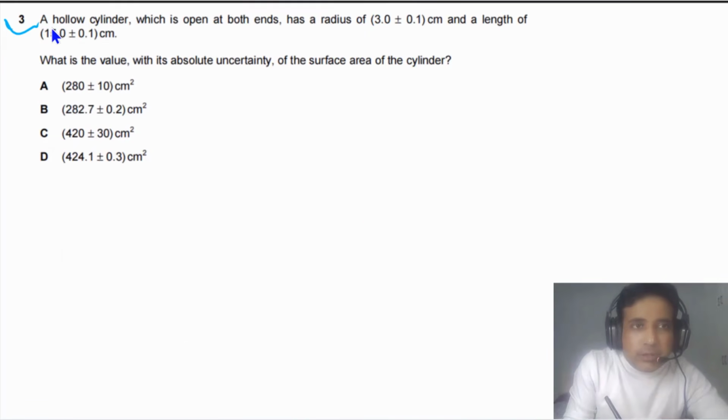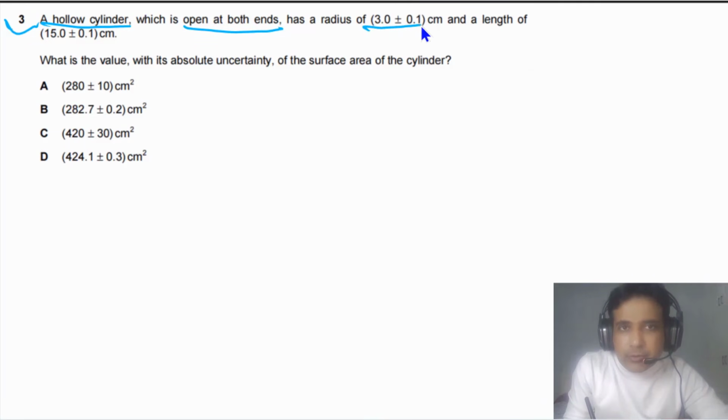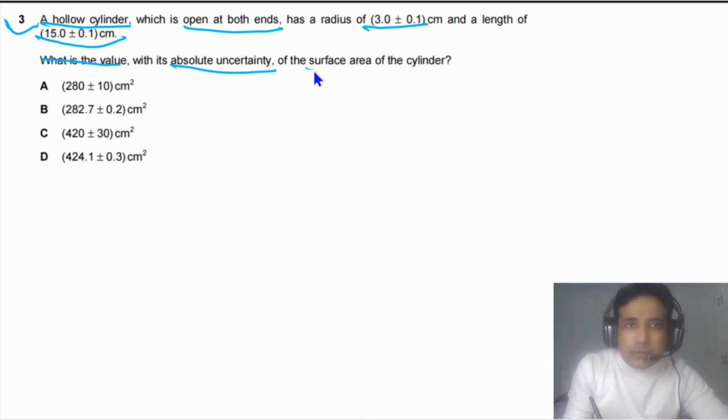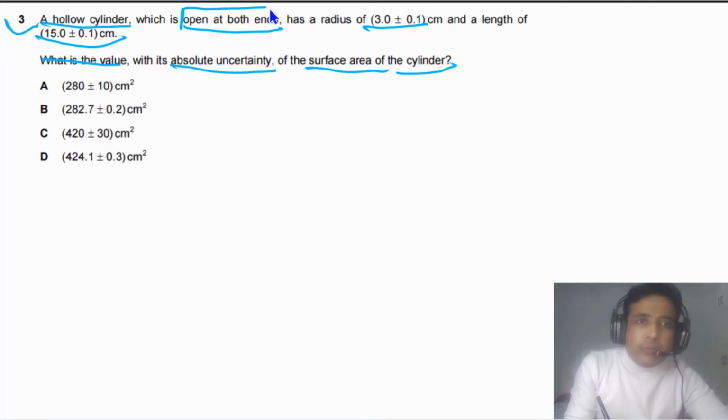Question number 3 says a hollow cylinder which is open at both ends has a radius of 3.0 plus minus 0.1 centimeters and a length of 15.0 plus minus 0.1 centimeters. What is the value with its absolute uncertainty of the surface area of the cylinder? We need to calculate the surface area of the cylinder, but this is a very important point, that this cylinder is open at both ends. It is a very important point you have to consider when you need to calculate surface area.